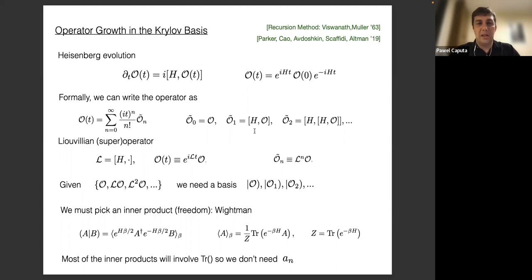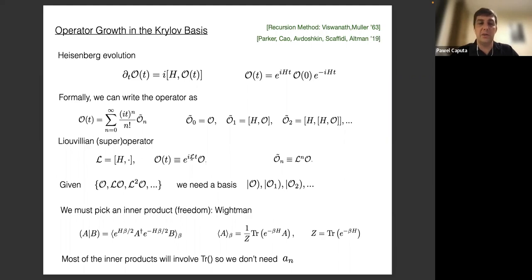Everything here is done in the space of operators, and there it's more natural to talk about the so-called Liouvillian superoperator, which acts on whatever it acts on by taking the commutator with the Hamiltonian, such that O(t) can be written formally as e^{iLt} acting on the initial operator O. In other words, the operators O_n are just particular powers of the Liouvillian on the initial operator, which is this complicated nested commutator of the Hamiltonian with the initial operator. Again, we have the same problem: given this subspace O, L of O, and all the powers of the Liouvillian acting on the initial operator, we would like to construct an orthonormal basis in which we can express this unitary evolution.